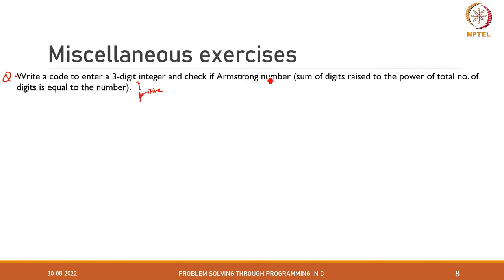Okay, so Armstrong number basically means that the sum of the digits raised to the power of the total number of digits is equal to the number. I don't remember any Armstrong number right off the bat, but let me give you an example of how it is done. Say my number is 12, so the total number of digits is 2. I'll check if 1 square plus 2 square, I'll add this, and that gives me 5, right? And this is not equal to 12, so 12 is not an Armstrong number.